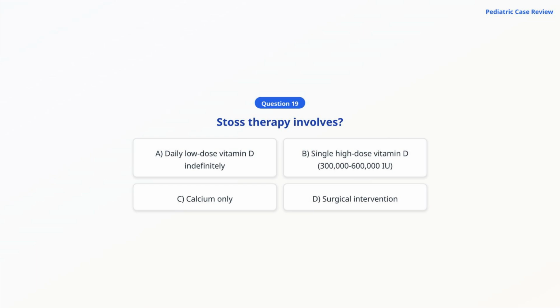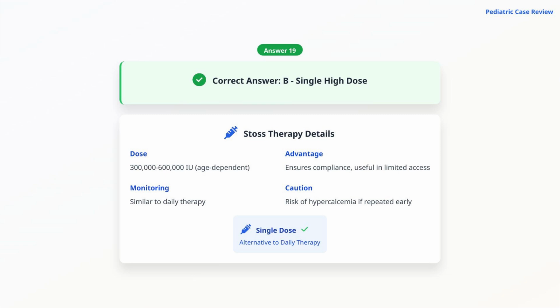Question 19. What does STOSS therapy for rickets involve? Option A, daily low-dose vitamin D indefinitely. Option B, a single high dose of vitamin D ranging from 300,000 to 600,000 international units. Option C, calcium supplementation only. Option D, surgical intervention. The correct answer is B, a single high dose of vitamin D.